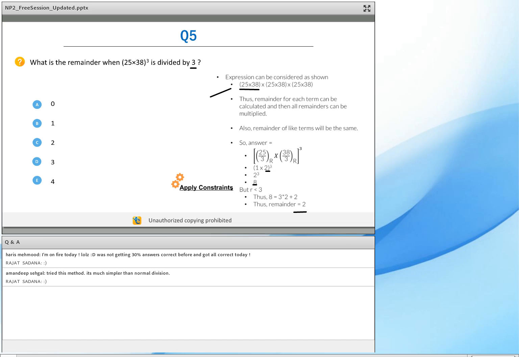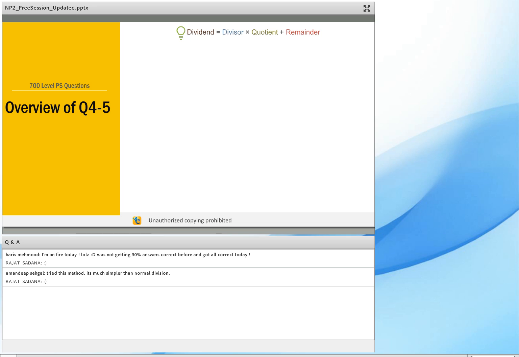what will we do in question number 4 and 5? That's what happened to my computer. Oh, it seems, let's just make sure. It seems I am stuck. Just give me 1 second. All right, perfect.